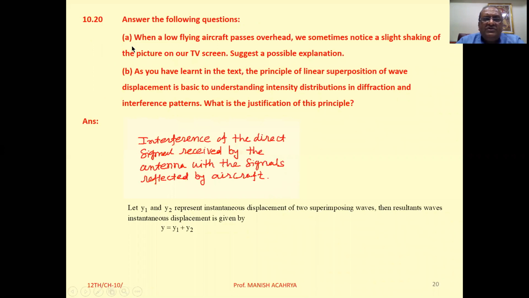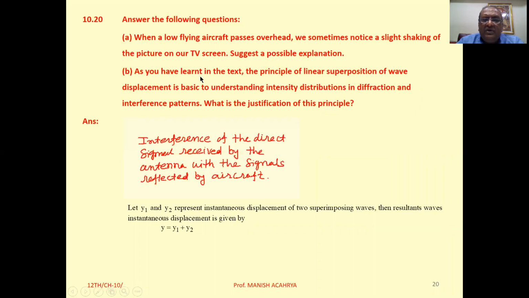10.20. Answer the following question. A. When a low-flying aircraft passes overhead, we sometimes notice a slight shaking of the picture on our TV screen. Suggest the possible explanation. That is due to interference between the direct waves and the waves received by your antenna which are reflected from the plane. Due to superposition of the direct wave and the reflected wave, interference takes place and due to that the picture is shaking.